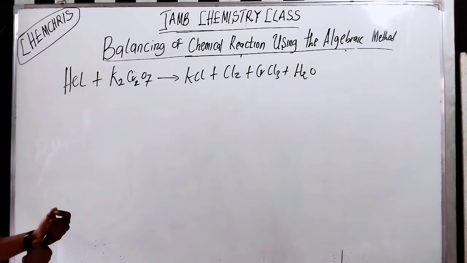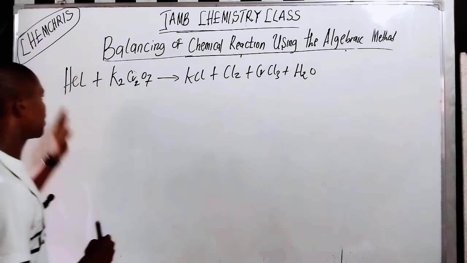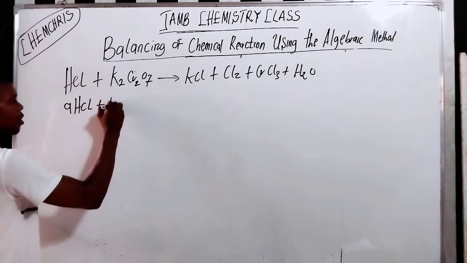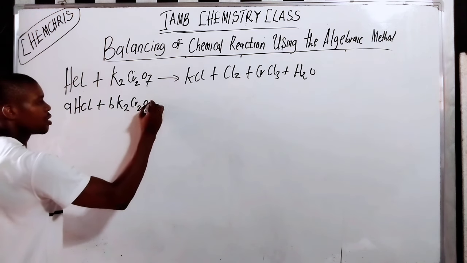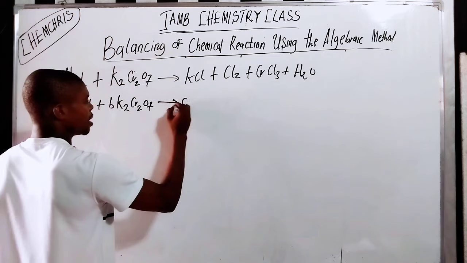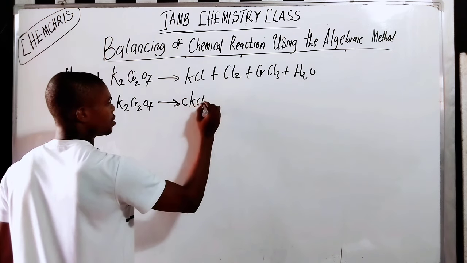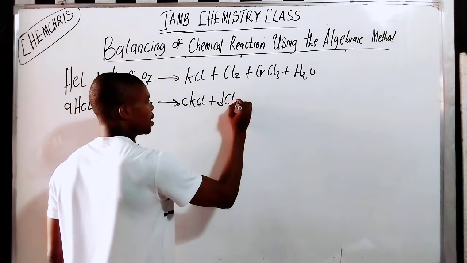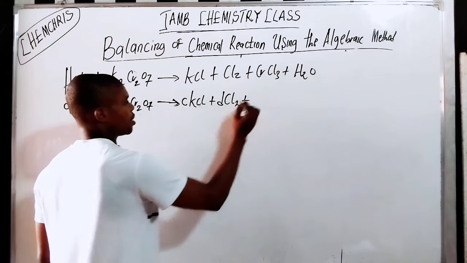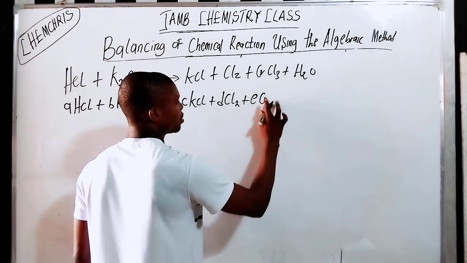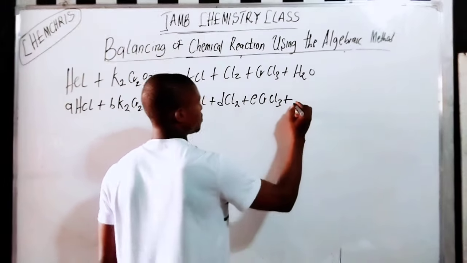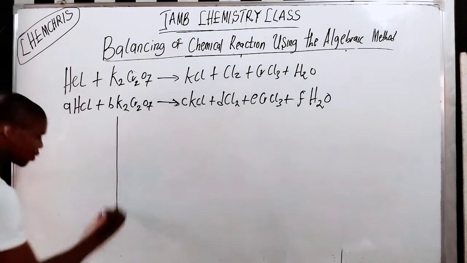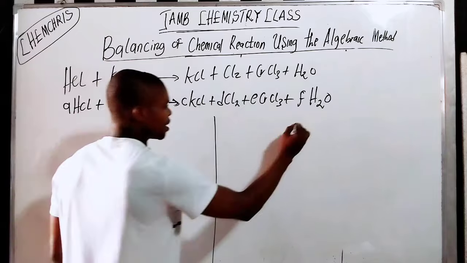So the first step is to assign alphabets to all the species. So it'll be A, B, C, D, E, F. So it's going to be A HCl plus B K2Cr2O7 here we have C KCl plus D CrCl2 plus E CrCl3 plus F H2O. Okay, now take it step by step.